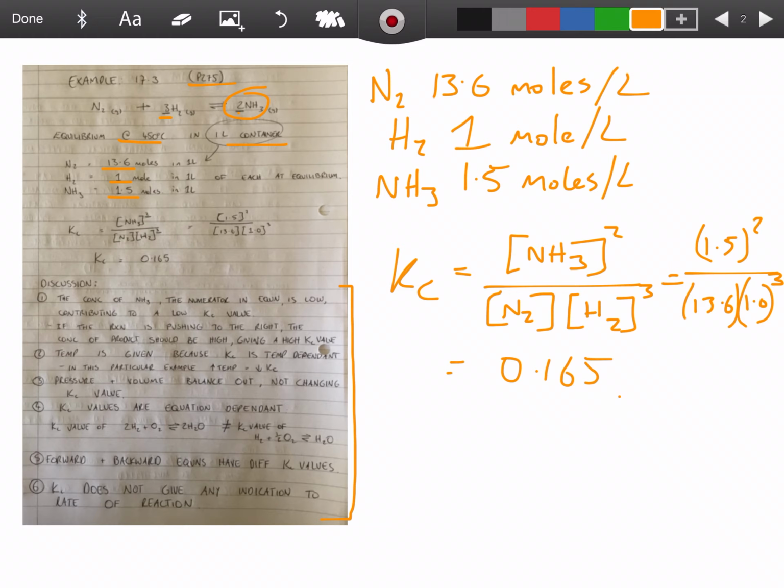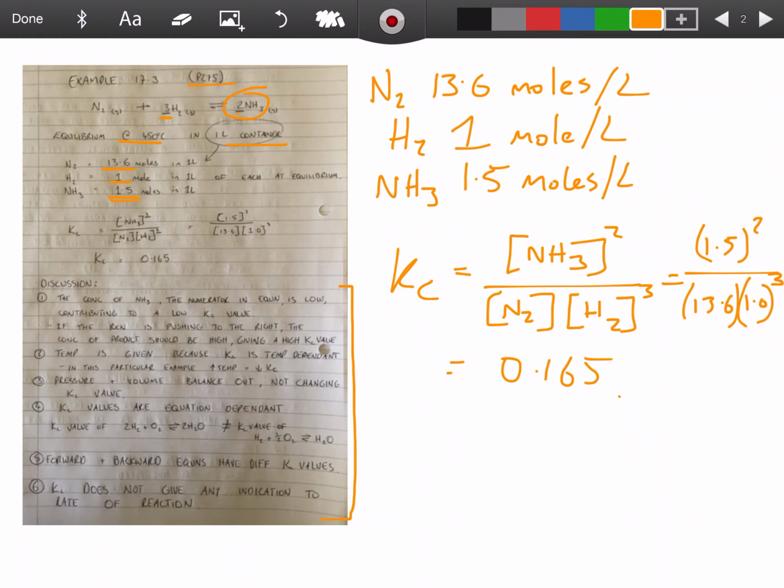And the important part that I wanted to touch on, you can see, and you can read through all of these, the concentration of ammonia is low compared to the other two. You can see there's 1.5 moles of ammonia and there's 13.6 moles of nitrogen. So there's a small amount of ammonia compared to the amount of the other two.